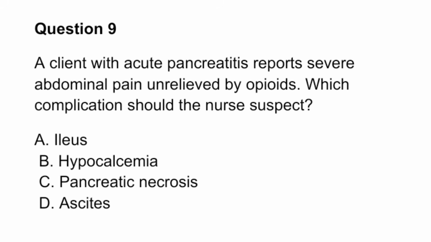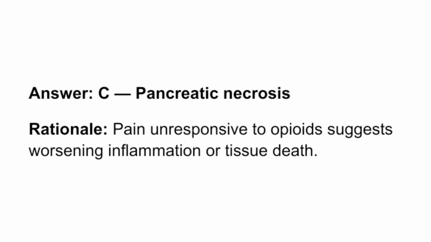A. Ileus. B. Hypocalcemia. C. Pancreatic necrosis. D. Ascites. Answer: C. Pancreatic necrosis. Rationale: pain unresponsive to opioids suggests worsening inflammation or tissue death.